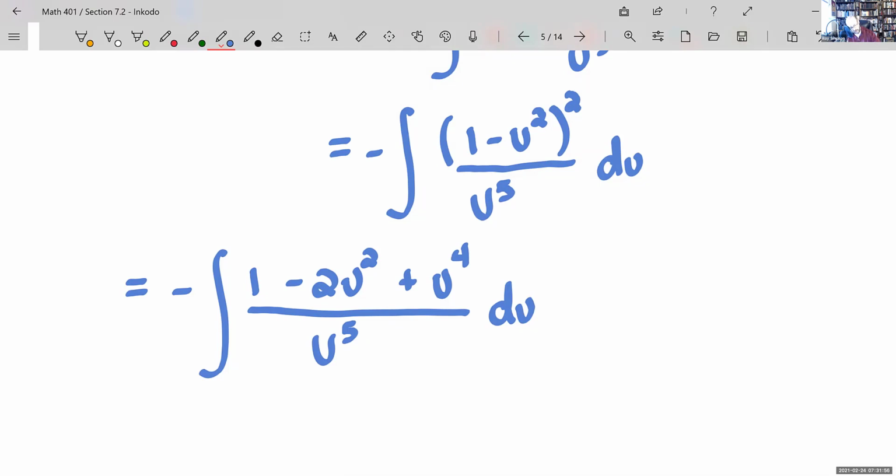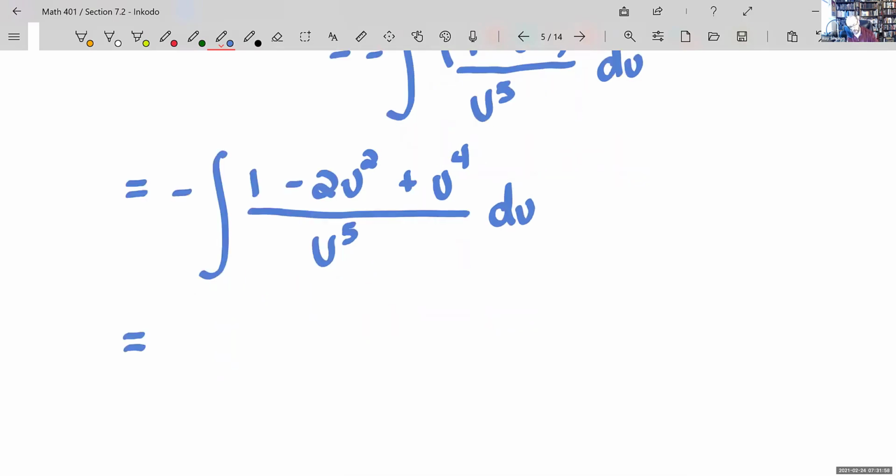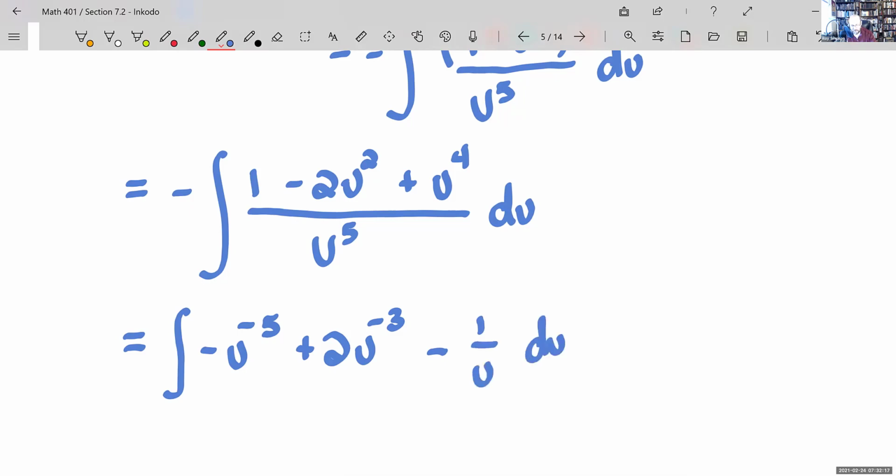I'm going to go ahead and split this into 3 fractions. And I also am going to distribute that negative in, just because I have a habit of doing that. So negative u to the negative fifth plus 2u to the negative third minus u. Actually, this one I'm going to write as 1 over u. U to the negative first is a very special one. So I like to write that as 1 over u because the integral of 1 over u is the natural log absolute value of u. And it's just nice to see it that way.